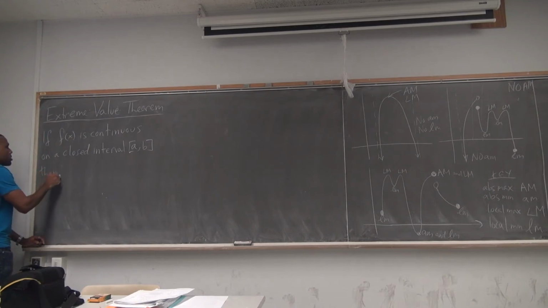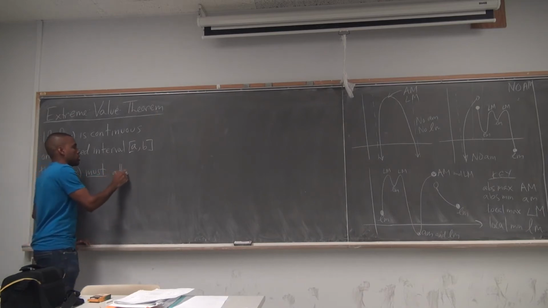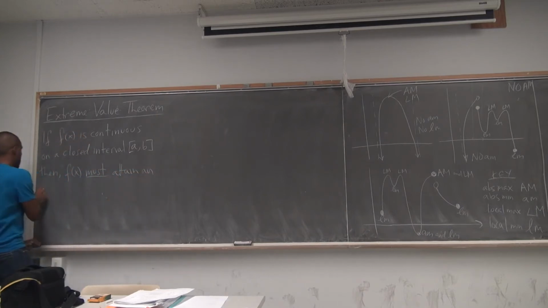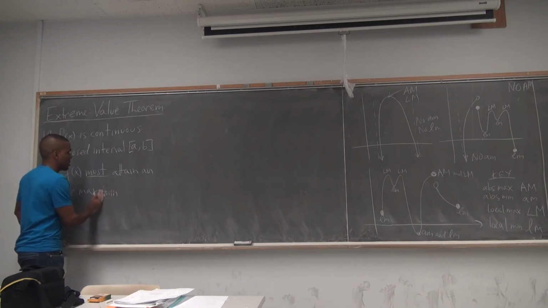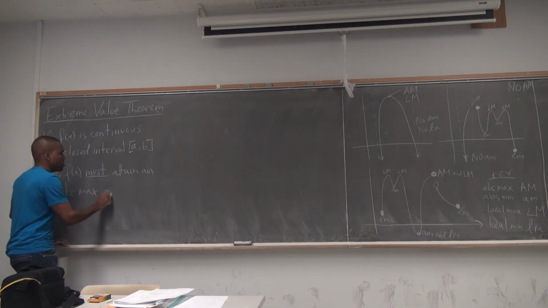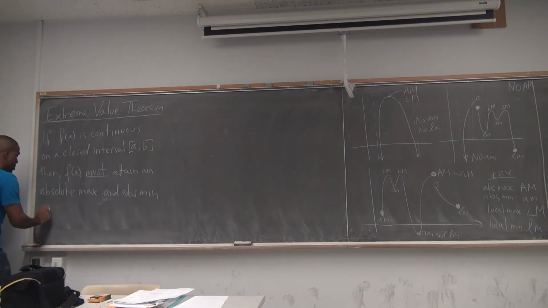Then f of x must attain an absolute max or min. Meaning, once you're continuous on a closed interval, you're guaranteed to have an absolute max or min.